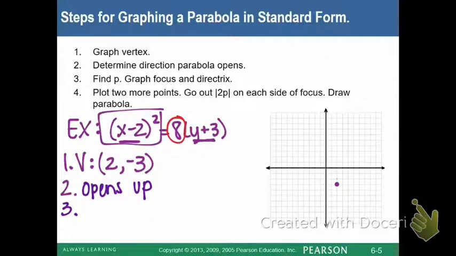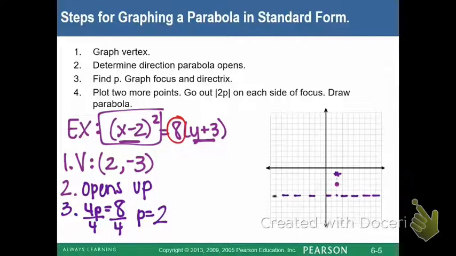My next step is to find p and then graph the focus and the directrix. Remember, I always use 4p equals whatever that number is, so it was 8. So in this problem, that tells me that p is equal to 2, okay? From that, I can now graph the focus and the directrix. We know that the graph is opening up, so from the vertex, I'm going to go up 2 units, and that gives me my focus. From the vertex, I go down 2 units, and then I draw that horizontal line, and that is the directrix.